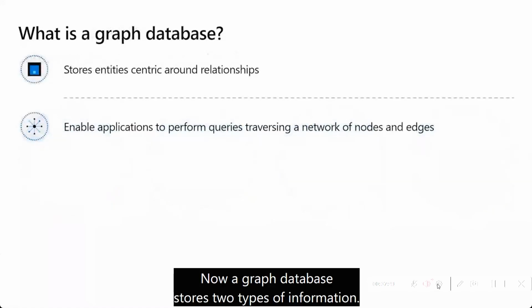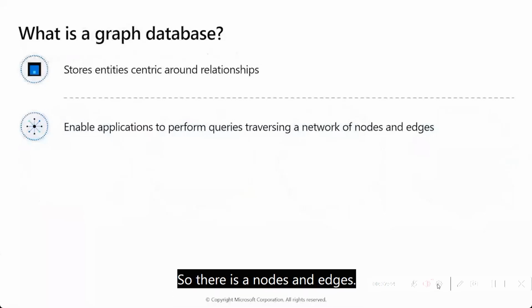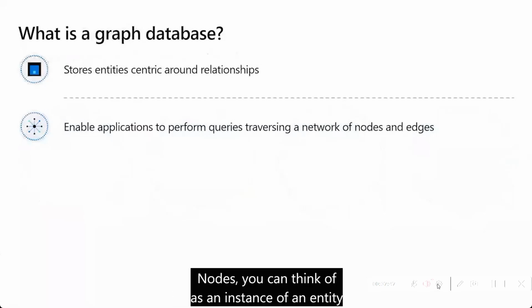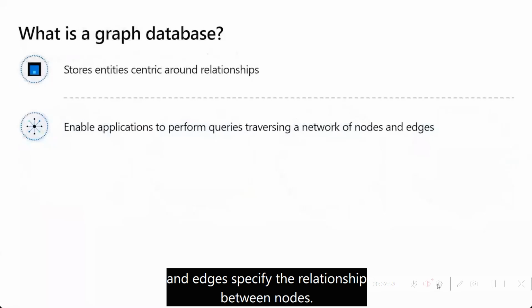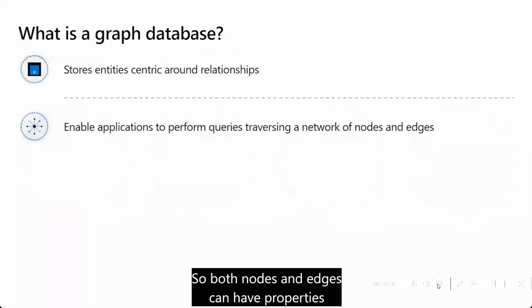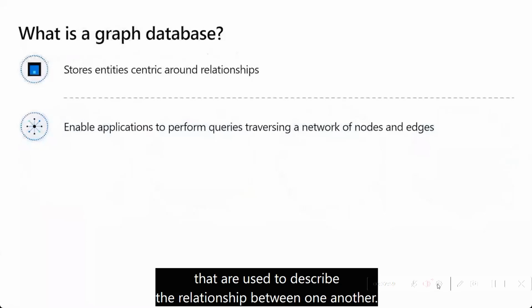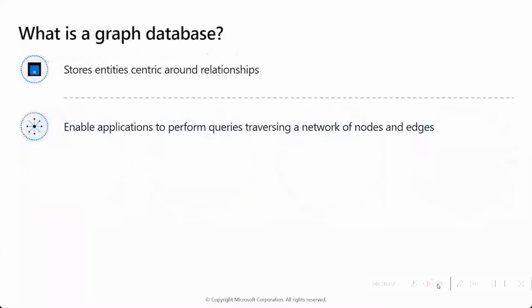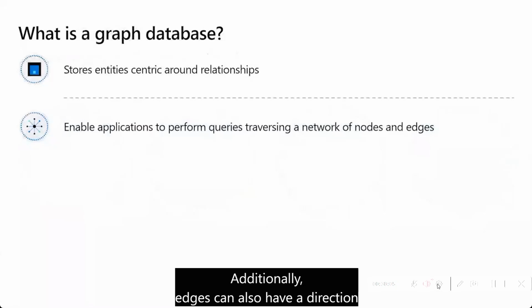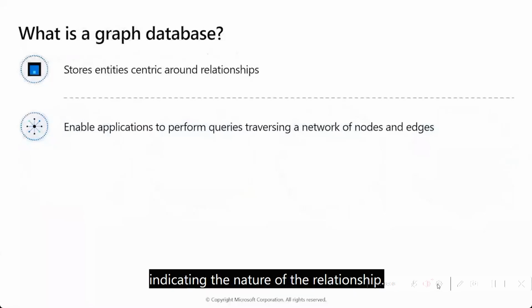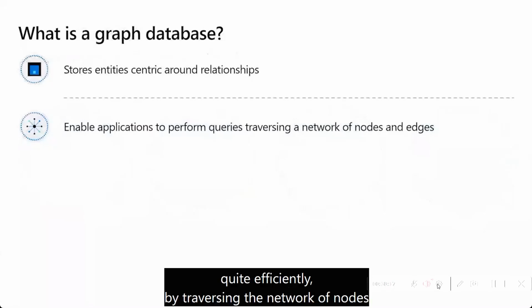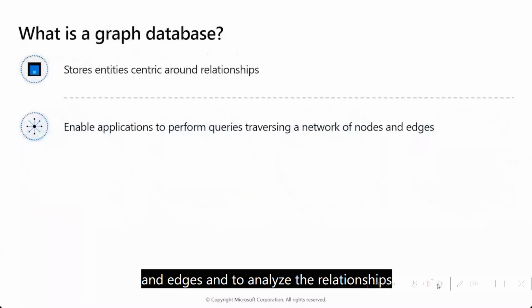Now, a graph database stores two types of information: nodes and edges. Nodes you can think of as an instance of an entity, and edges specify the relationship between nodes. Both nodes and edges can have properties that are used to describe them. Additionally, edges can also have a direction indicating the nature of the relationship. The purpose of a graph database is to enable an application to perform queries quite efficiently by traversing the network of nodes and edges to analyze the relationships between the nodes or between the entities.